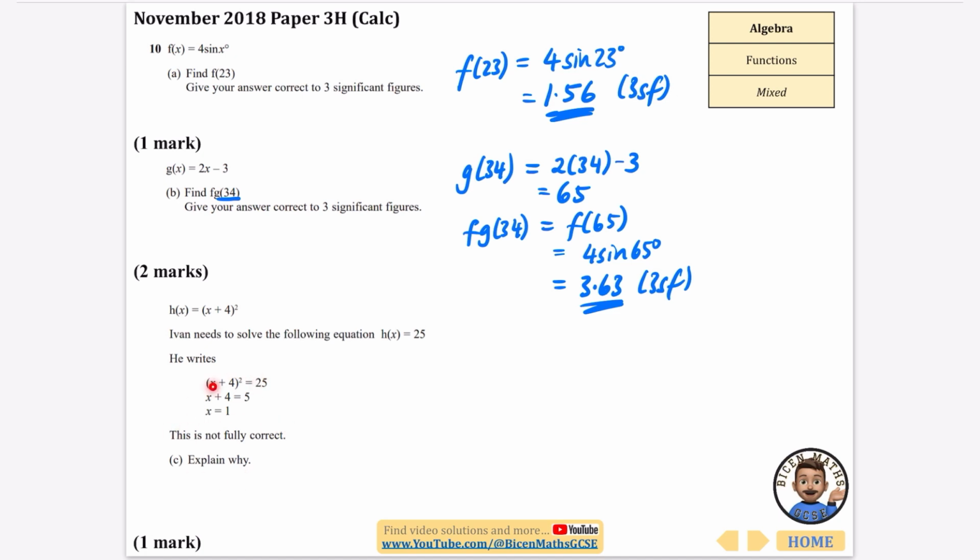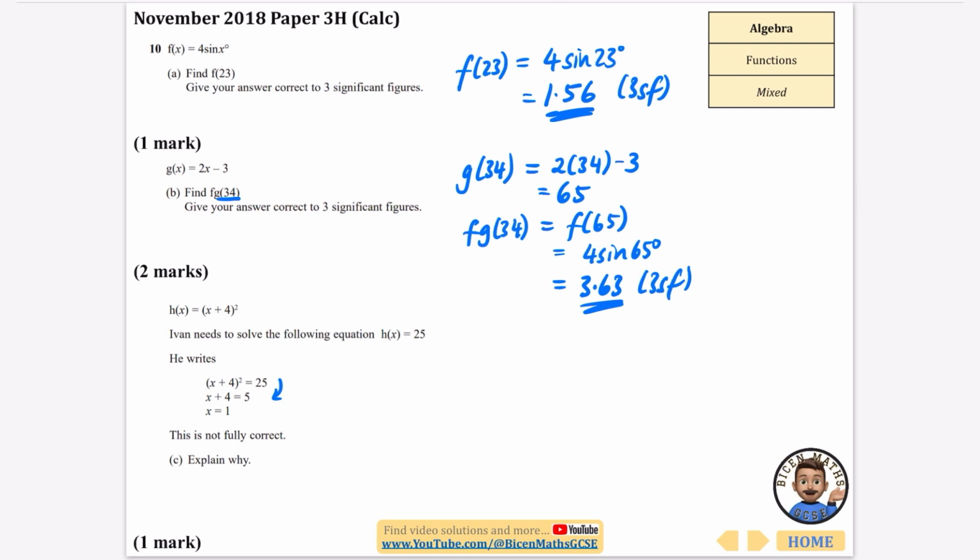Explain why. Well, he's written h of x, which is here, and he said that it's equal to 25. He's taken the square root of both sides, and he's subtracted the 4. It says it's not fully correct, which means that it's partially correct. So I think the mistake is from here to here. He only took the positive square root, and he should have also found the negative square root.